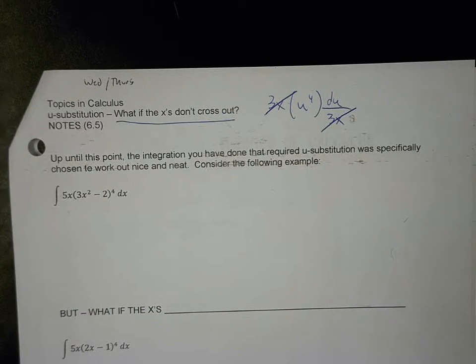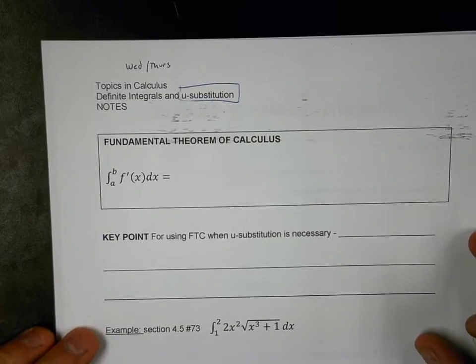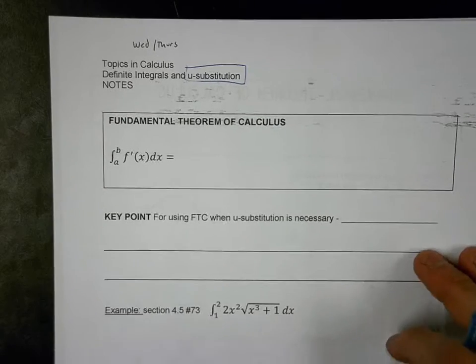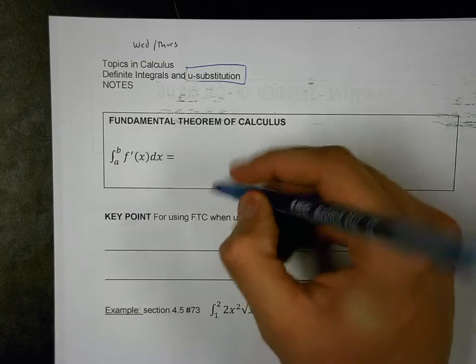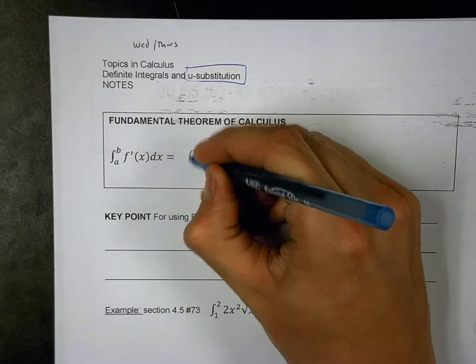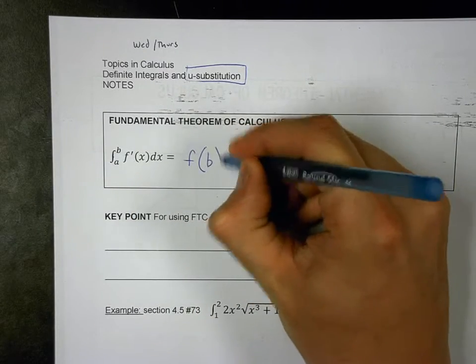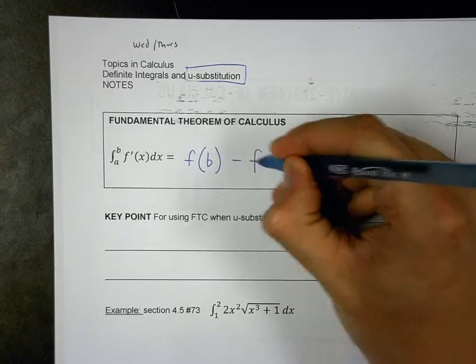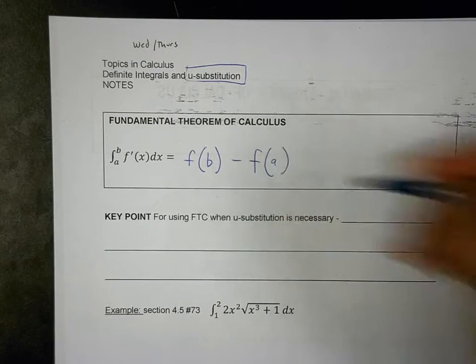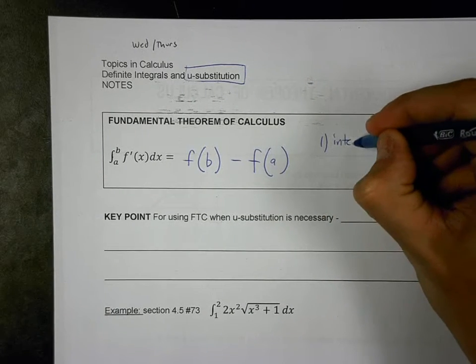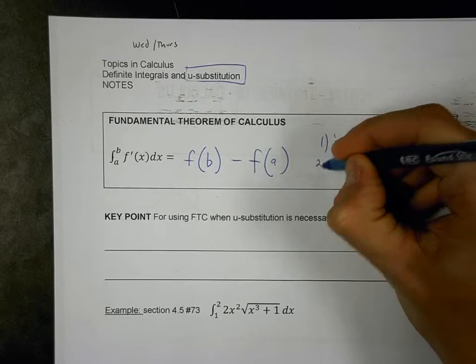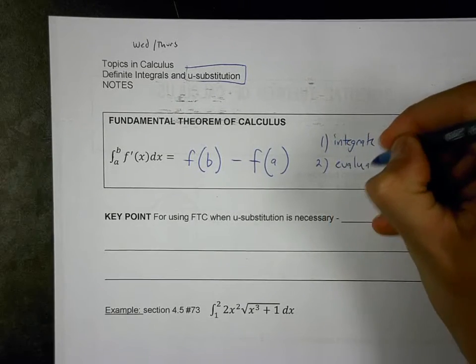And after today's lesson, you will know everything you need to know about how to do integration and the fundamental theorem of calculus. Okay? So let's start on this first page and let's get right at it. Fundamental theorem of calculus, remember you can find the area underneath the curve by integrating and then evaluating from the top interval and then subtracting whatever you get when you evaluate from the bottom interval. Okay? And we talked about how we need to integrate first, then we need to evaluate.